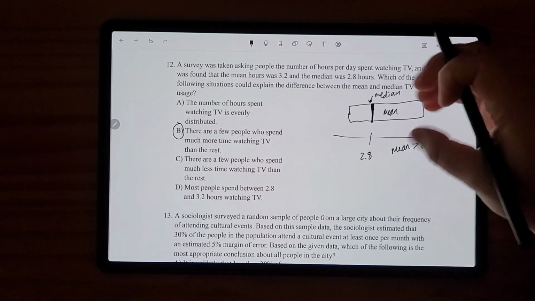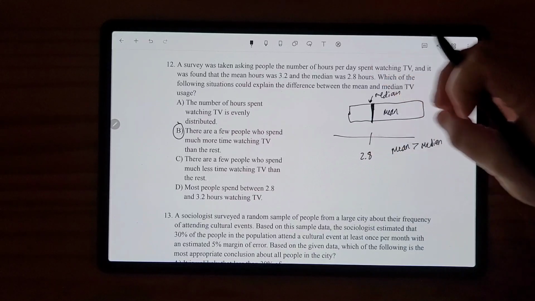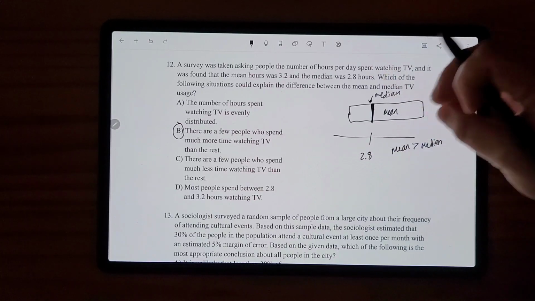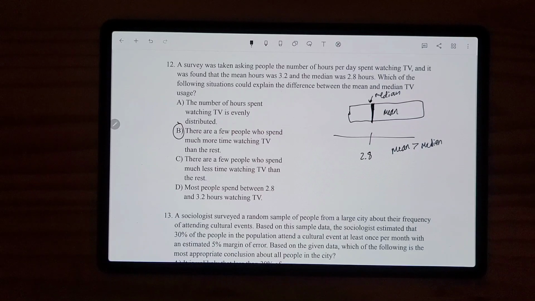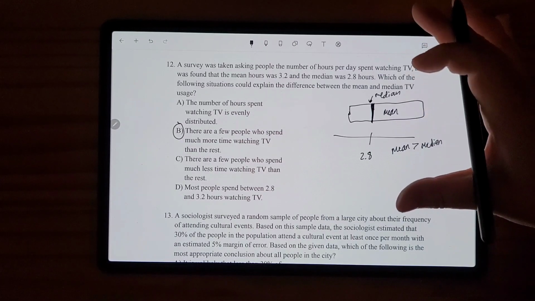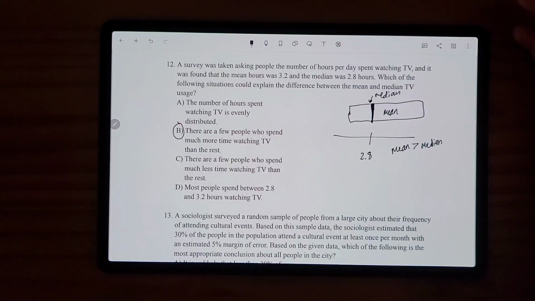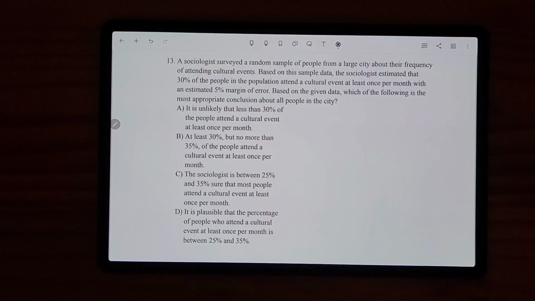But basically there's some higher values over here that are pulling the mean towards those higher values. Some of the few higher values, there are a few people who are spending much more time watching TV over here that are pulling the mean higher. Hopefully that clarified things. It's hard to think of my wording at the same time. Sorry, guys. Okay, again, pause to read number 13 if you haven't already.